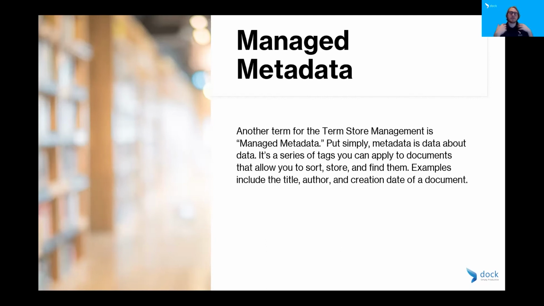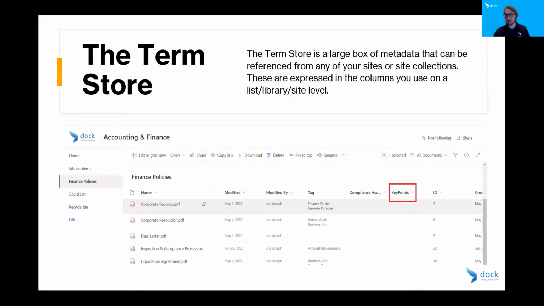Your SharePoint environment comes pre-built with a series of different metadata tags that SharePoint considers important. So all of the examples that I listed before come pre-built in with your SharePoint tenant. However, using the term store, you can essentially add extra little metadata tags to organize your information based off of how you're using it. How you do that is through the term store. It's essentially a large toy box of metadata that you can reference all across your SharePoint sites or site collections. And generally, these are expressed in the columns that you use on a list, library, or site level.